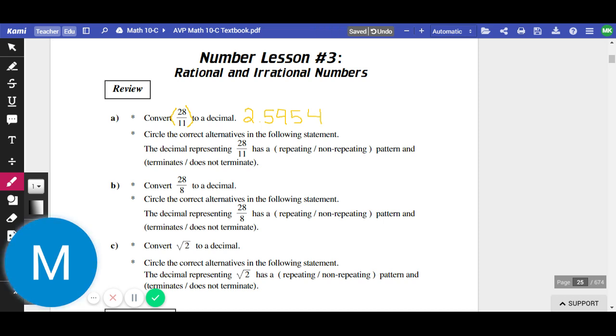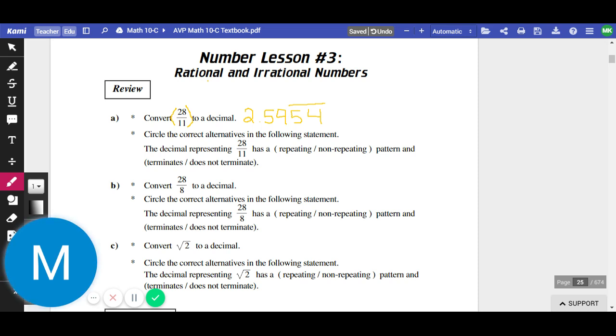When it keeps going, we write a line over it like that. So when you see a line on top of something, that means the 5 and the 4 are going to keep repeating in that order. 5, 4, 5, 4, 5, 4, 5, 4. If the line was only on top of the 4, that would mean the 4 is repeating forever, right? 4, 4, 4, 4, 4, 4, 4, and so on and so forth.